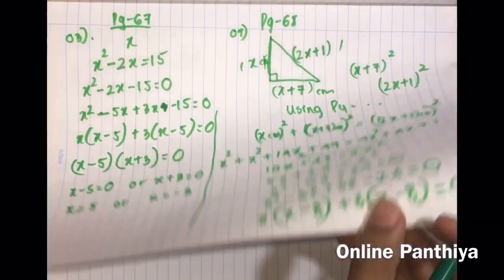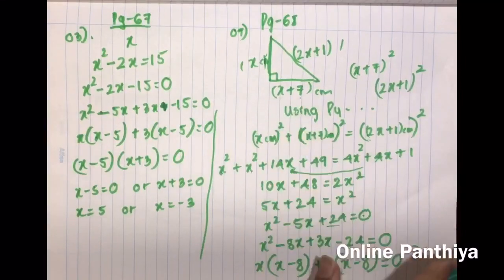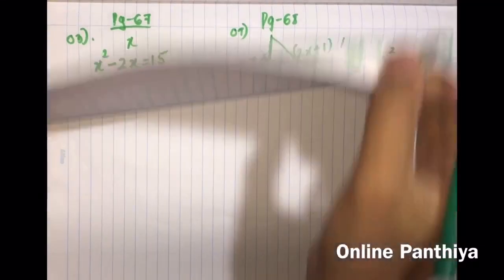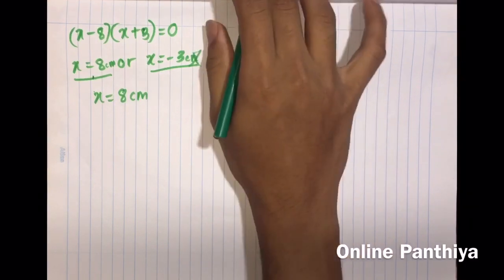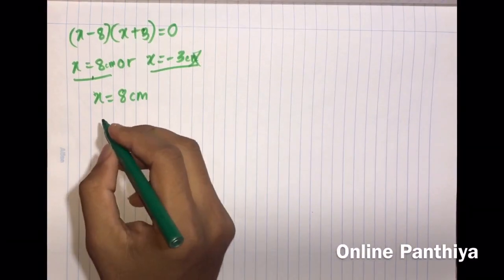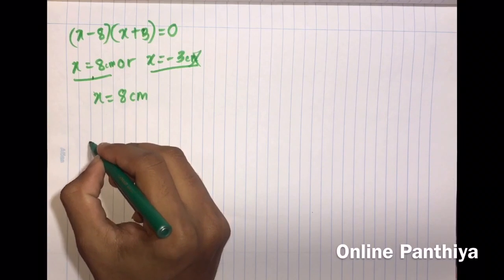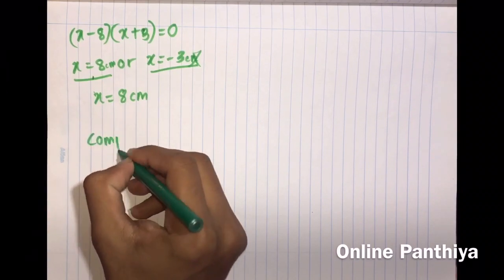X is equal to 8 means 8 plus 7 is 15. Here you have 8. Okay, that's a simple way of solving. Next, let us try how to solve questions using the completing square method.